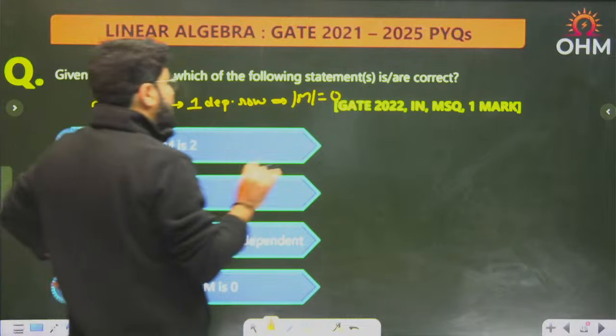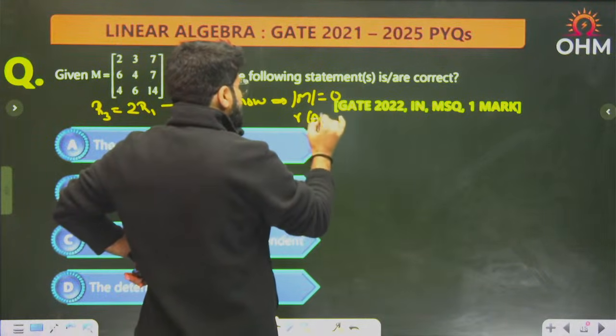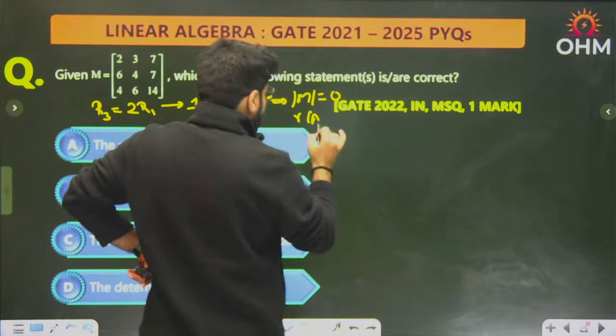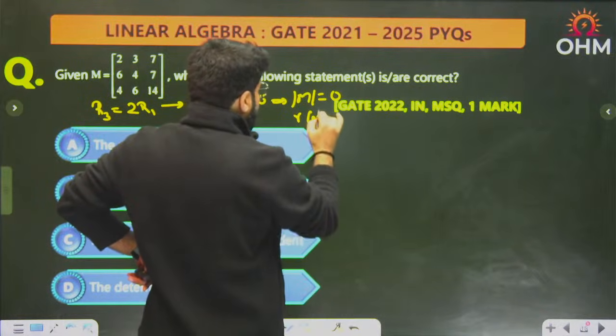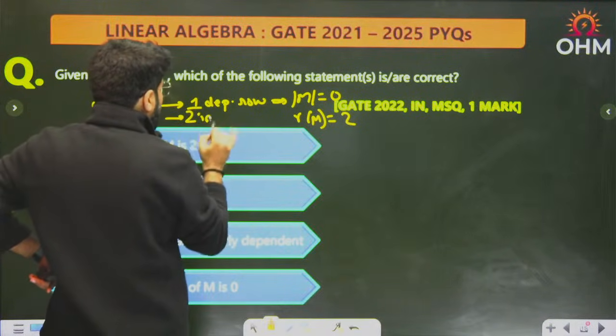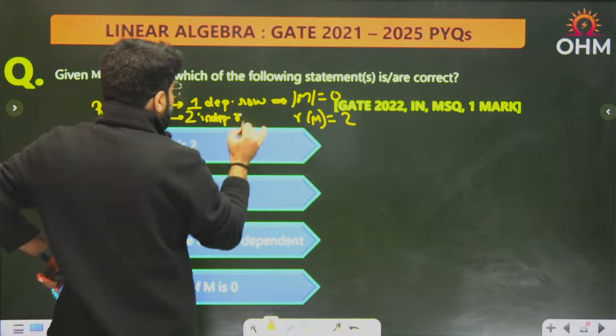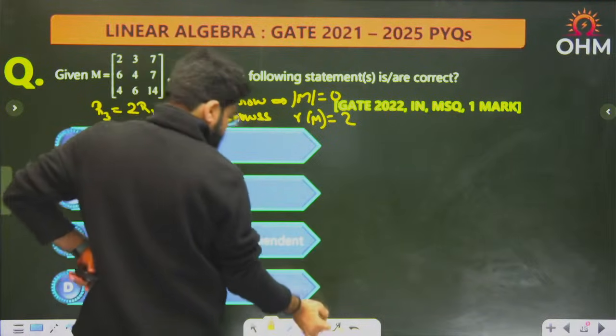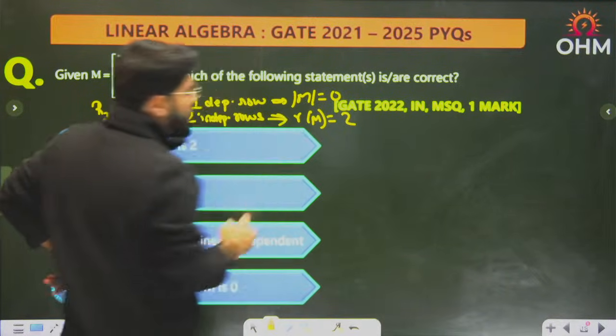So the matrix cannot have full rank. What is the rank of the matrix? The rank of the matrix M will not be 3. The rank of the matrix will be 2. Why? Because if there is one dependent row, there will be two independent rows, since it is a 3 cross 3 matrix. There will be two independent rows.